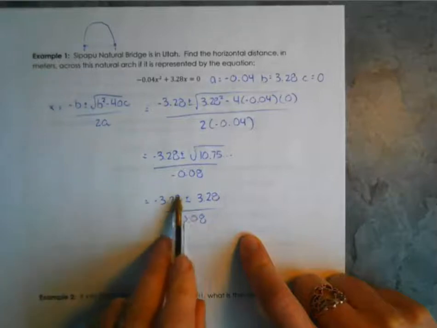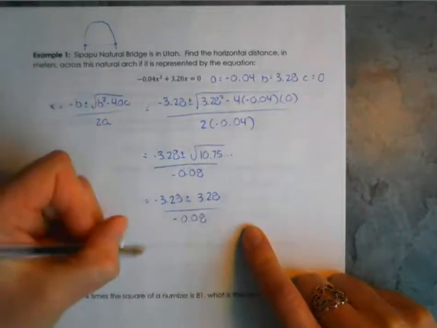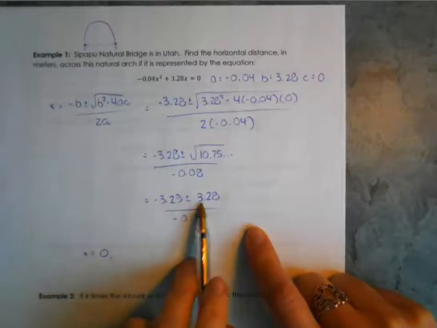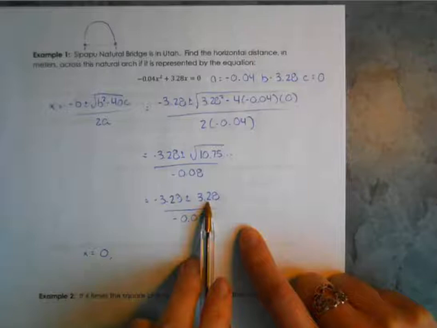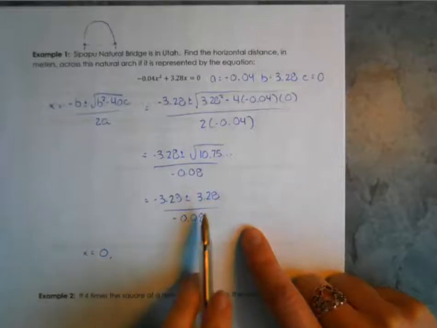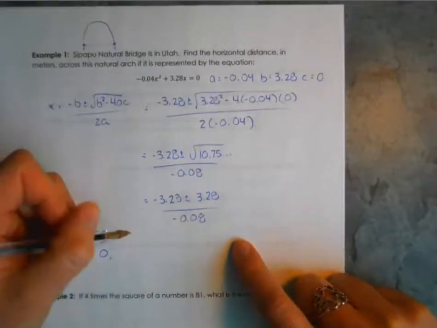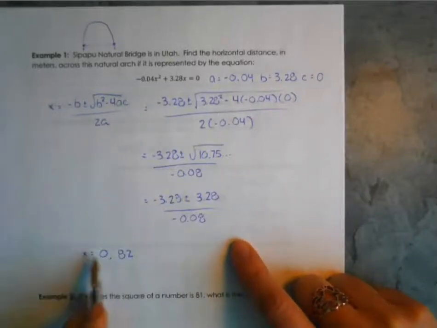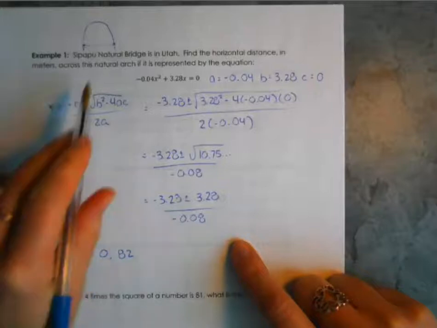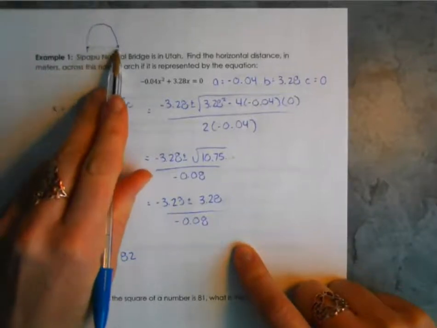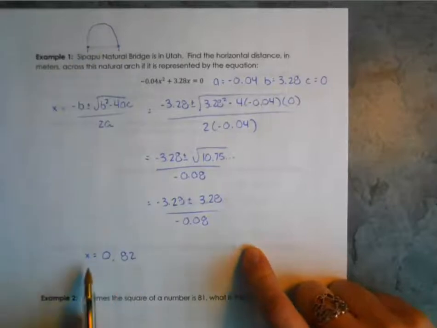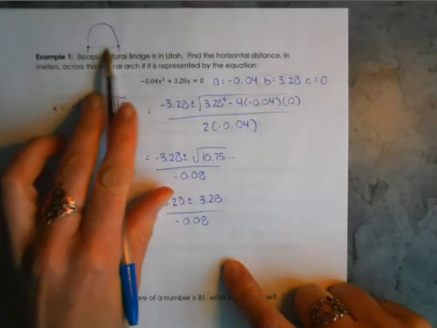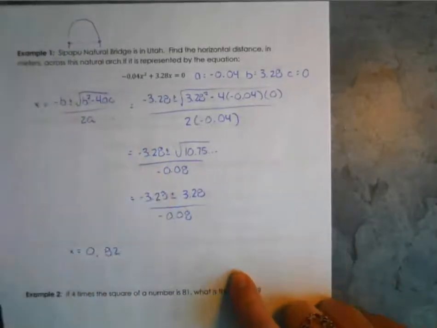Negative 3.28 plus 3.28 is going to be 0, so we have one root at 0. Negative 3.28 minus 3.28 is going to be equal to negative 6 point something. If we divide that by negative 0.08, we get 82 exactly. So this is a nice situation where we started at the origin, and then our other x-intercept is out at 82. So we can say that the distance between, like the horizontal opening underneath the arch, is 82 meters.